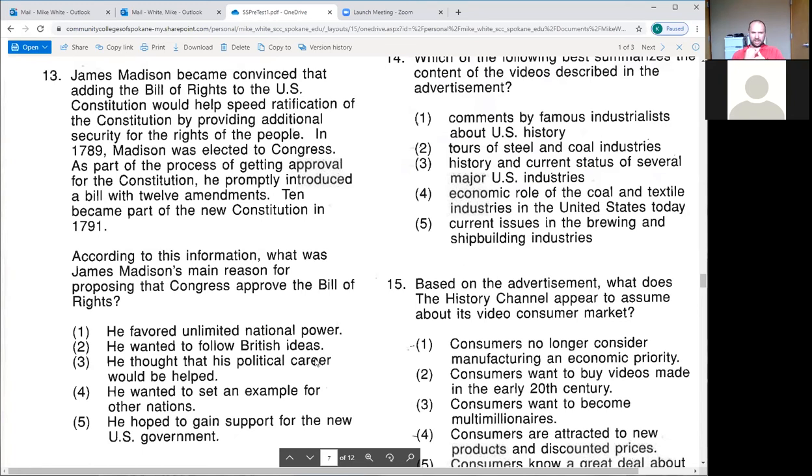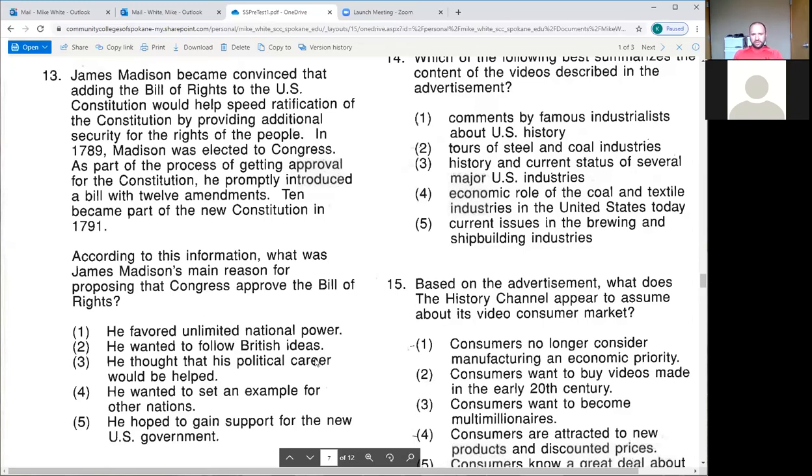1, he favored unlimited national power. 2, he wanted to follow British ideas. 3, he thought that his political career would be helped. 4, he wanted to set an example for other nations. 5, he hoped to gain support in the new U.S. government.